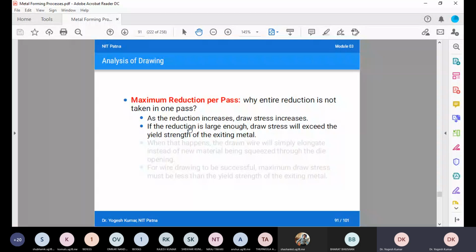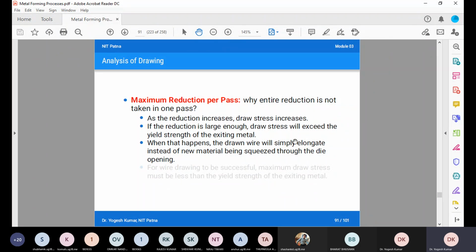Okay, if this draw stress has exceeded the yield strength, what will happen? Material will not be extruded from your die. It will simply elongate and break after certain time. So when this draw stress has exceeded the yield strength, the drawn wire will simply elongate instead of new material being squeezed through the die opening. So no further material will be squeezed through the die.